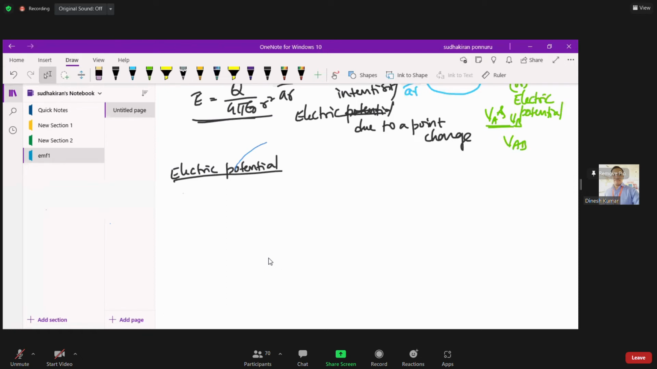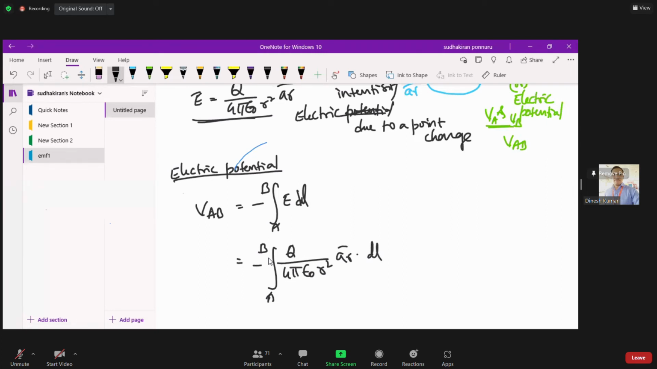So earlier we derived the formula for electric potential, that is VAB, which is equal to minus integral from A to B of E dot dl. Now we know the value of E, that is E is equal to Q divided by 4 pi epsilon naught R square into AR bar. So if you substitute that value, that is minus integral A to B of E, where E is equal to Q divided by 4 pi epsilon naught R square into AR bar.